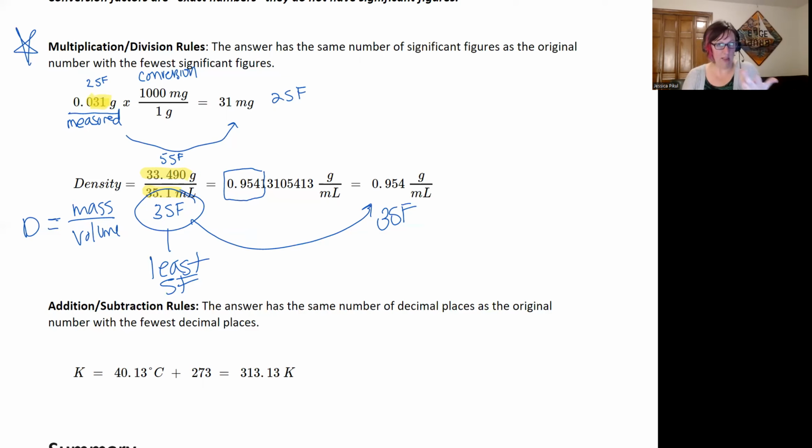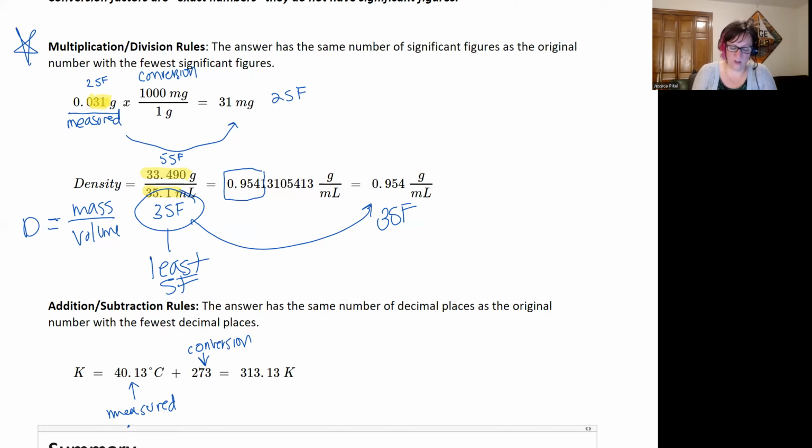So let's look at an example. Let's do a conversion from Celsius into Kelvin. We measure 40.13 degrees Celsius. To report that value in Kelvin, we need to add 273. In this case, that 273 is a conversion factor, so we don't worry about the number of significant figures it has, but this 40.13 degrees Celsius is measured. It has 4 sig figs, and it has 2 decimal places. And for this one, because it's addition, that 2 decimal places is what's going to be important for reporting our final value.